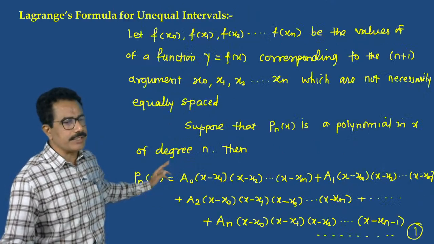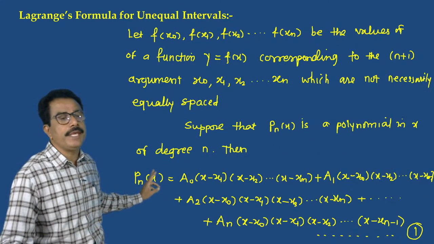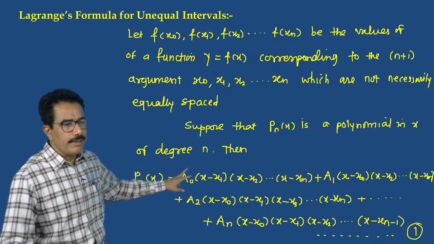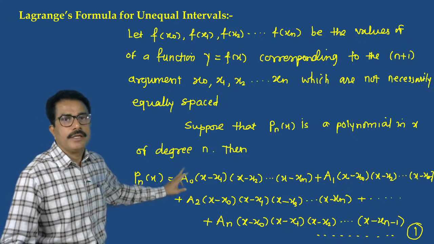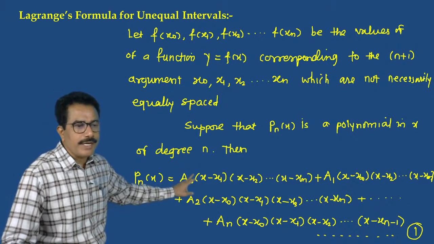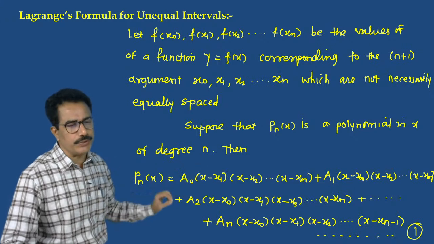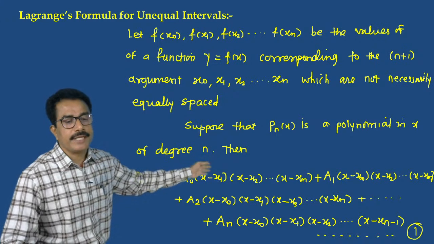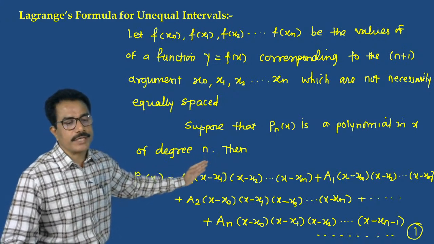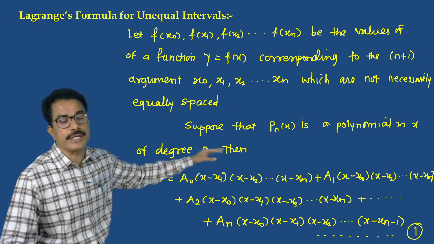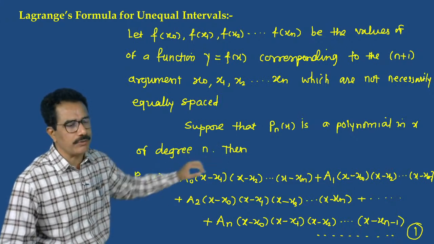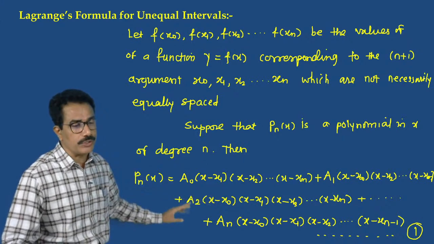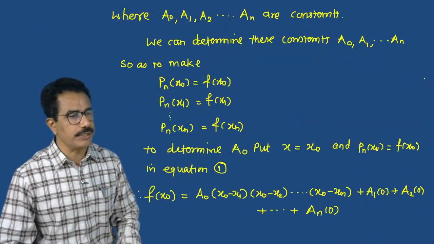सो आता आपण इक्वेशन 1 मध्ये x च्या जागी x1 ठेवतो. Pn of x1 मग a0 इंटू x1 मायनस x1 म्हणजे a0 इंटू 0, a1 इंटू, आता a1 मध्ये x मायनस x1 नाही आहे म्हणून x1 मायनस x0, x1 मायनस x2, x1 मायनस x3 a1 ची व्हॅल्यू निघते. पुन्हा a2 मध्ये x1 मायनस x1 0 होतो म्हणजे a2 0 होतो, डॉट डॉट डॉट an 0 होतो.